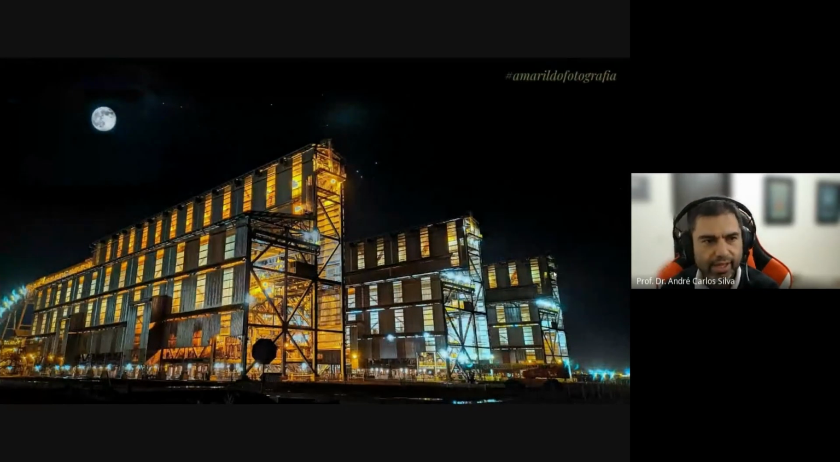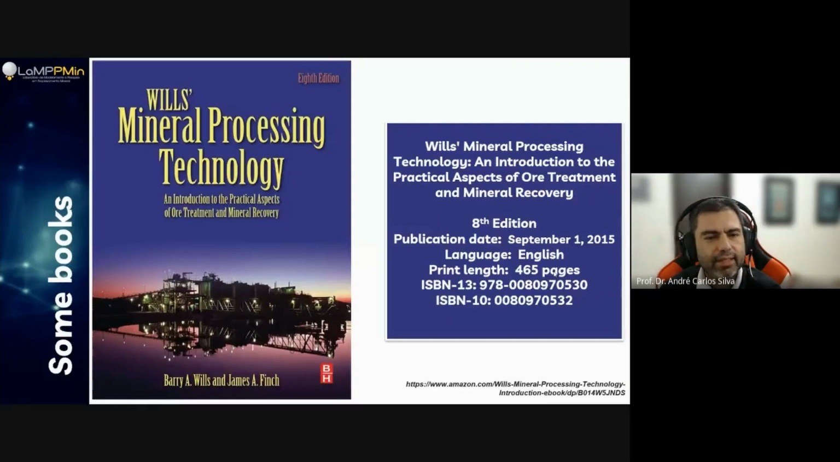Okay, so now you can see the name of the photographer that I mentioned to you. His name is Amarildo. If you go on LinkedIn, Amarildo Fotografia, you're going to find it. It's like Amarildo photographer, and you can see his amazing pictures. This is just one of them. This is actually Carajás again. We have like 3 mineral processing plants together, and we're going to take a look deep into that.